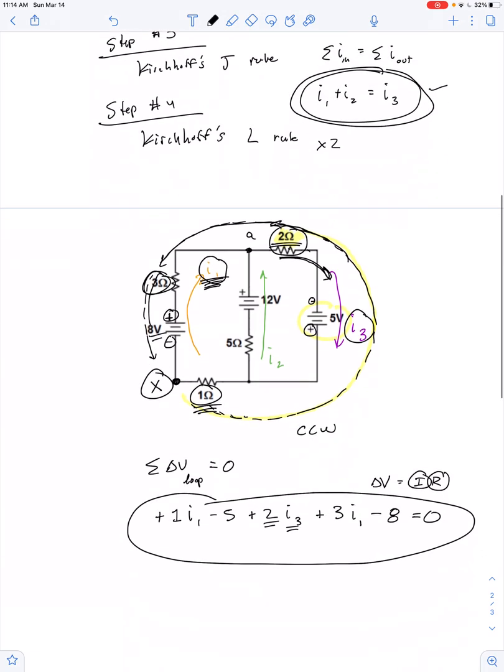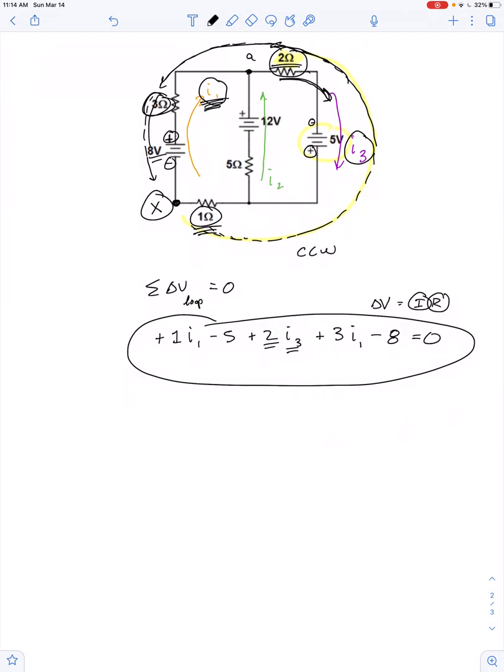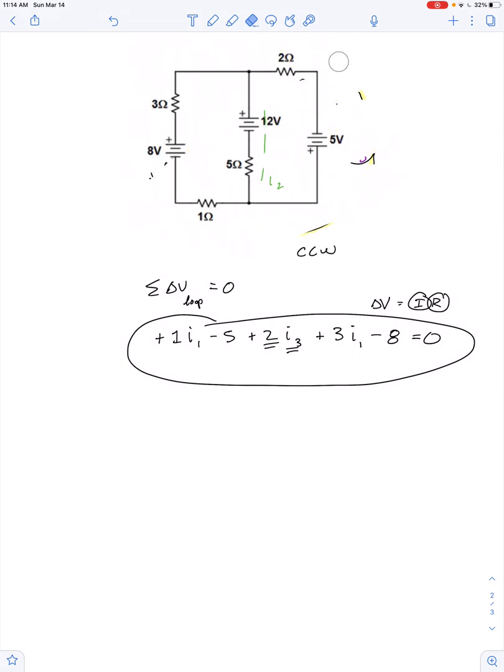All we need is a third equation. Let's pick a different loop. So I get to erase all of this. How about we just focus on this loop? Now, where do we want to start? We can start at any point we want. How about we start here at this point P? And this time, let's trace a path in a clockwise direction.